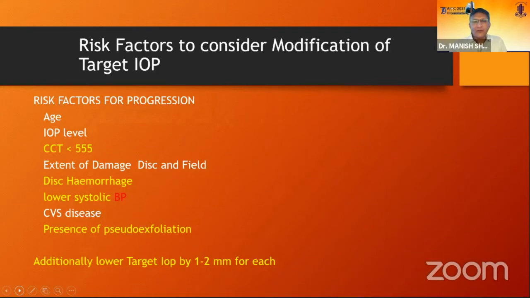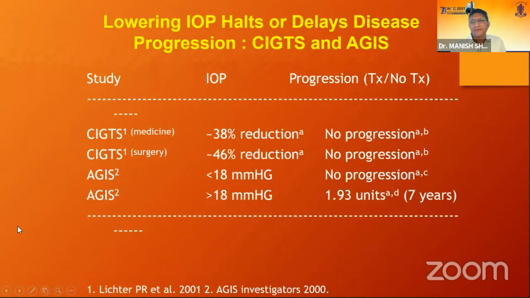So these are the risk factors which are highlighted. If they are present, you are going to give an additional weightage of 1 or 2 millimeters of mercury more. So if the cornea is thin, or there are disc hemorrhages, or the patient is having low systolic blood pressure or pseudoexfoliation, you are going to aim for lower pressure.